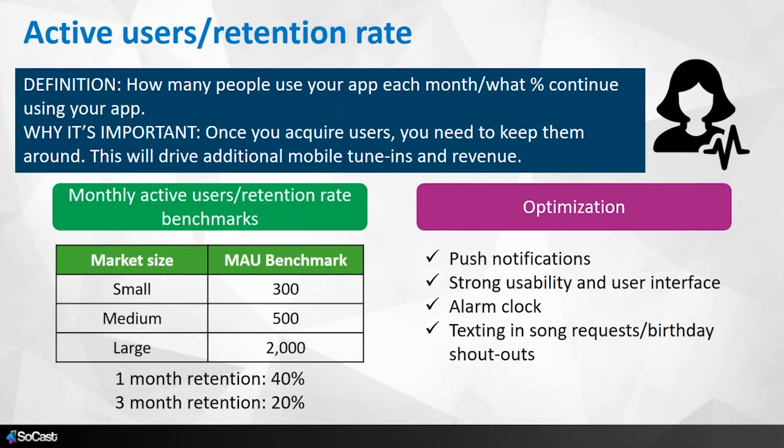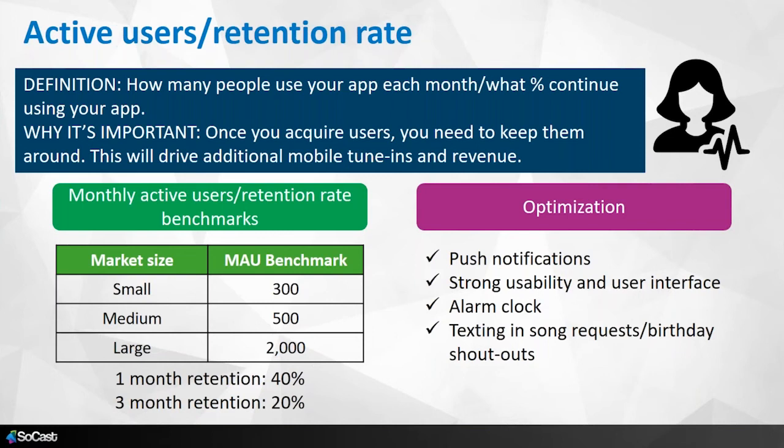In terms of benchmark, you should aim for about 500 monthly users at a small market station, 1,000 at a medium-sized market station, and 4,000 in a large market station, if not larger. In terms of monthly retention, you should aim to retain 40% of your users after 1 month and 20% of your users by 3 months. For example, if you add 1,000 new users to your mobile app in January, you should aim to have 400 of these users still using the app in February and 200 of these same people still using the app actively in April. App retention is generally driven by feature sets, usability, and stickiness.